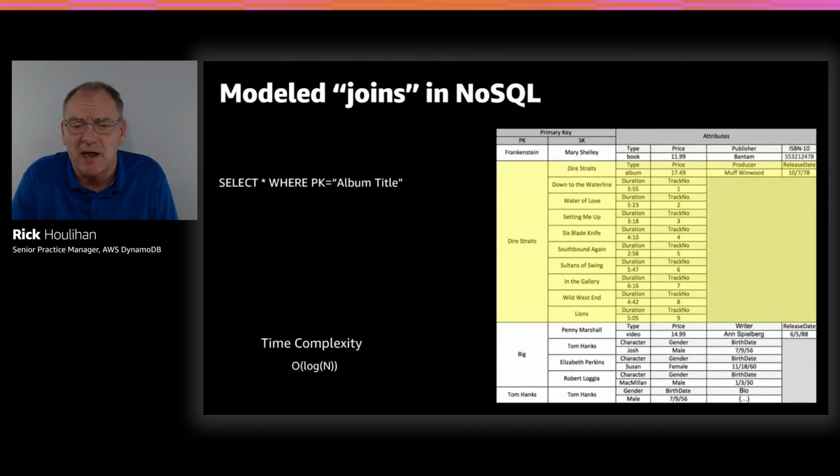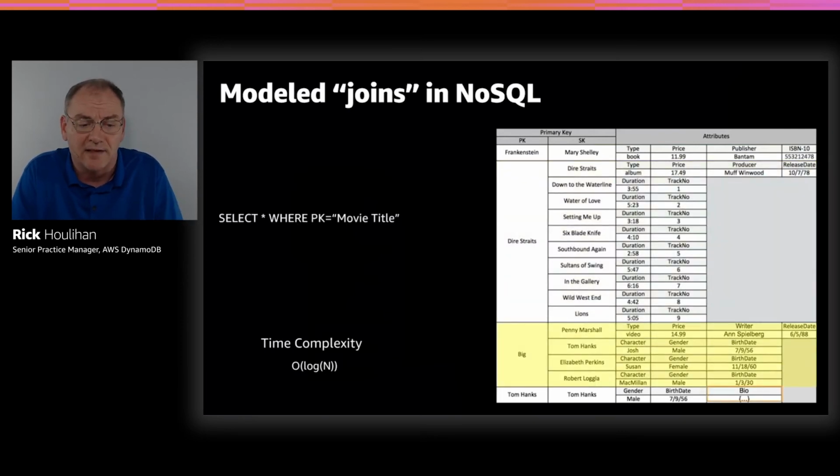Select by album title, I'm going to get the album item and all of the tracks that come from the tracks table. They're all together in a single partition with a single simple select. And the time complexity here, right? No matter how many tables I add to the join, really, how many types of items I add to the join, the time complexity stays constant. If we look at the movie title, select where movie title equals X, I'm going to get the item that describes the movie.